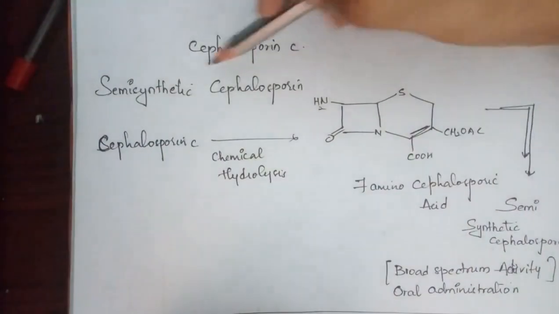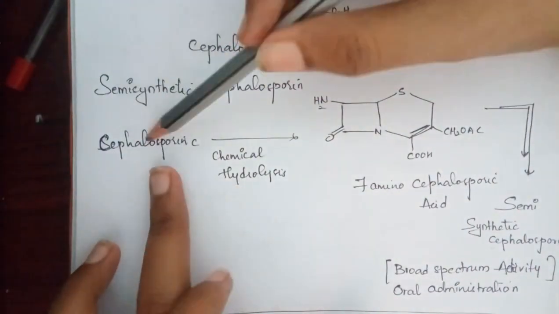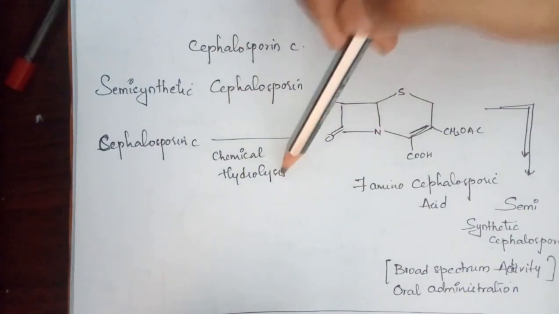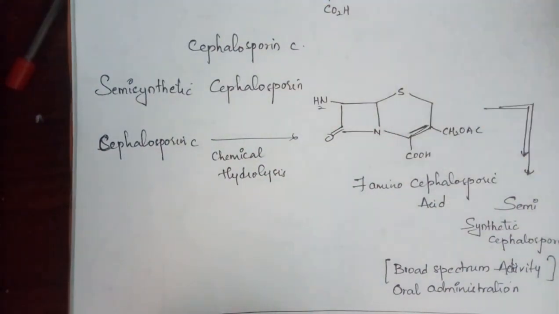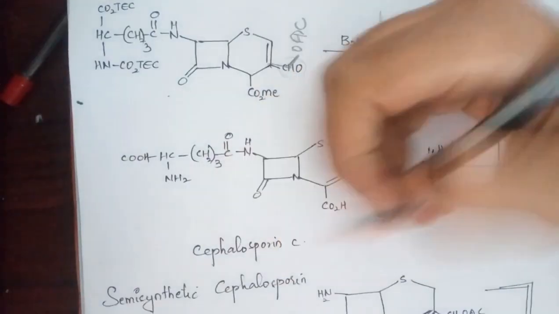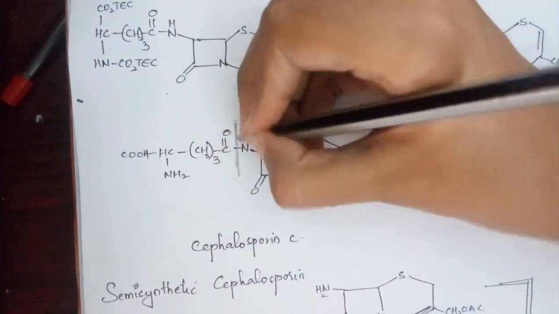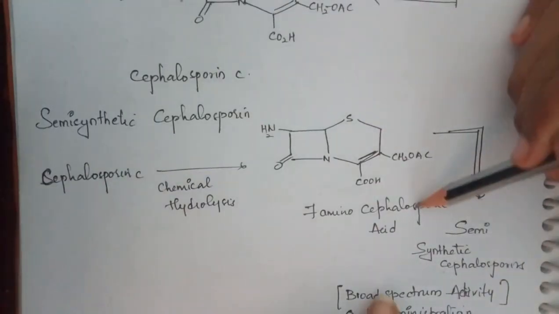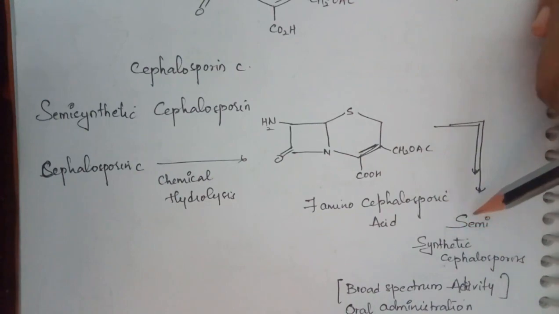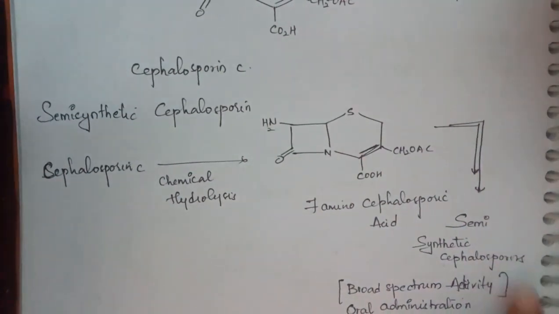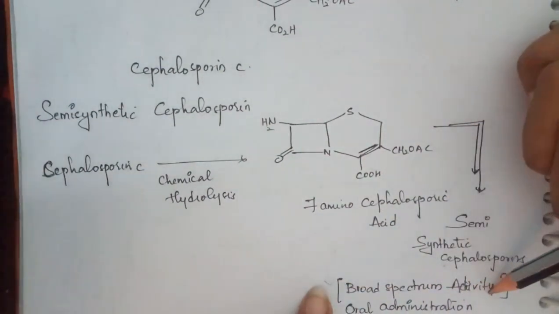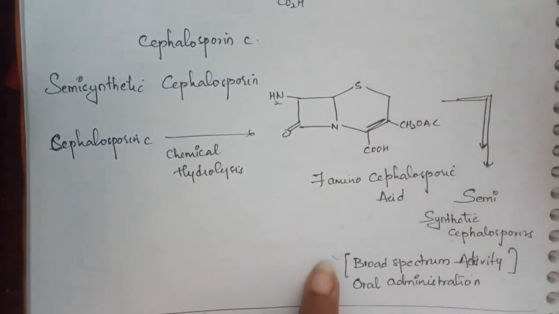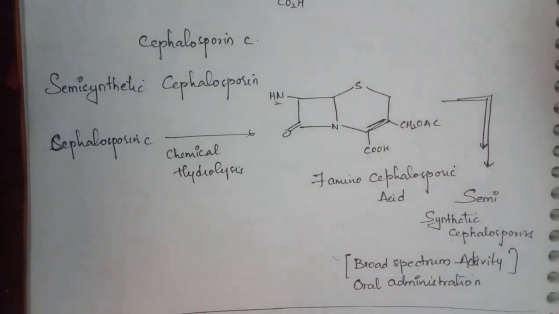Now if we go for semi-synthetic cephalosporin, this cephalosporin C will undergo chemical hydrolysis and be converted into 7-amino cephalosporanic acid. How is it formed? Just from cephalosporin C, this is lost. Here you will get hydrogen. This NH2 compound is known as 7-amino cephalosporanic acid. This is used for the synthesis of semi-synthetic cephalosporins. It is a broad spectrum antibiotic, meaning it is used for both gram-positive and gram-negative bacteria, and it can be administered orally, that is taken in the form of a tablet.